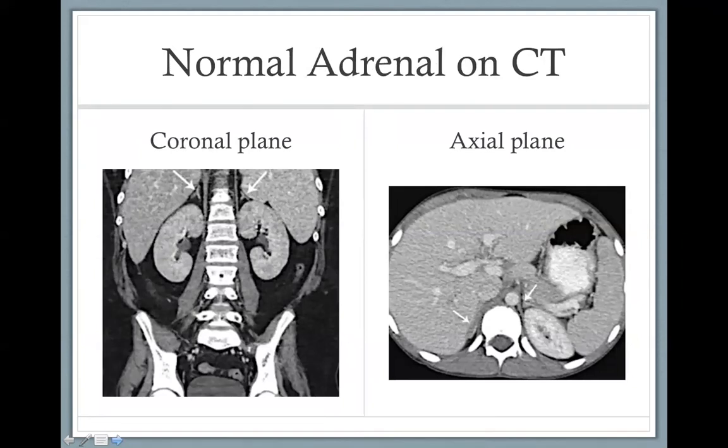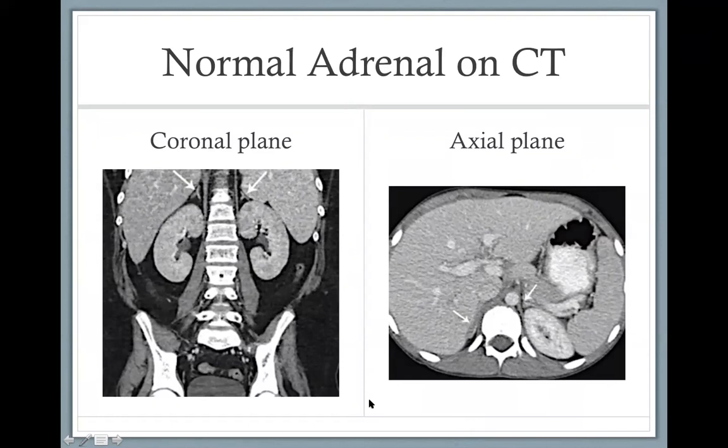This is a normal adrenal gland on CT. So we talked a little bit about the chest and the brain. We're gonna move to the abdomen. This is the abdomen. This is an axial image with contrast. And I just want to show you that we can visualize the adrenal glands, both in the axial and the coronal plane. Obviously, these are the kidneys, and this is the spleen, this is the liver.